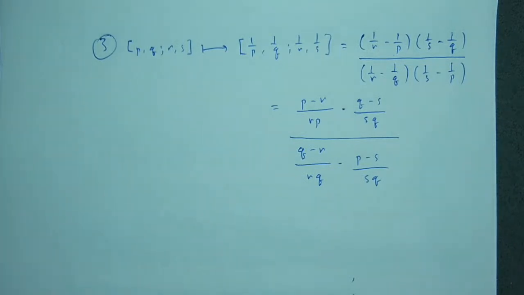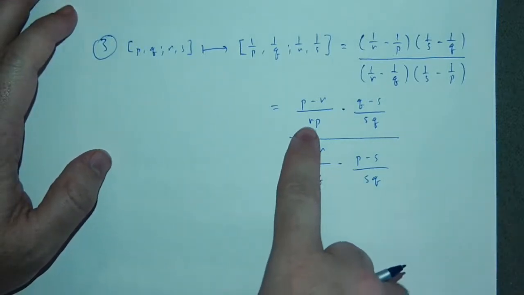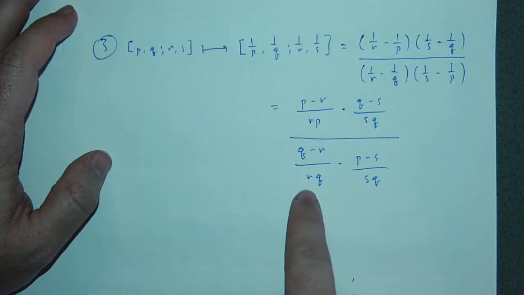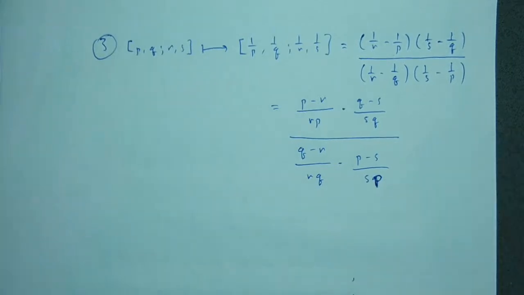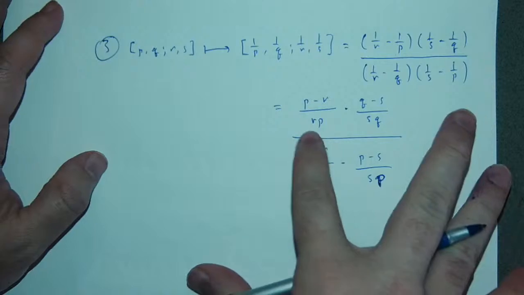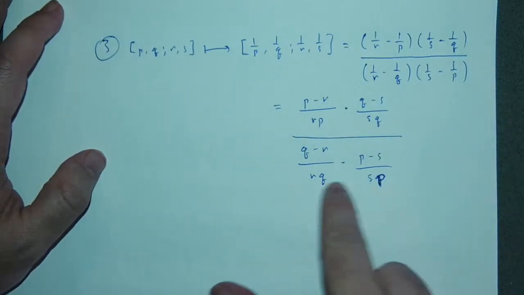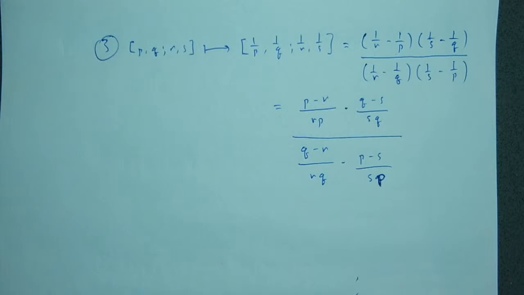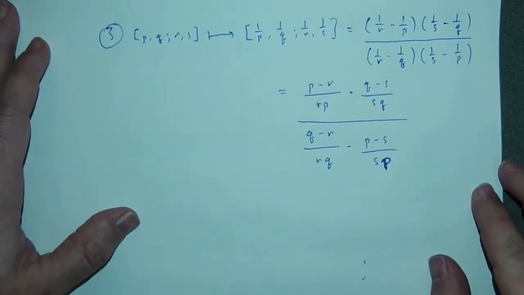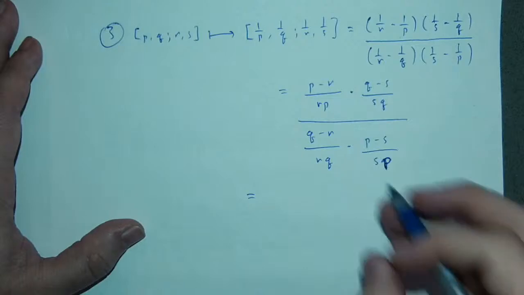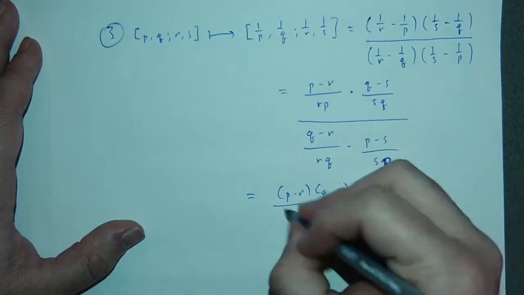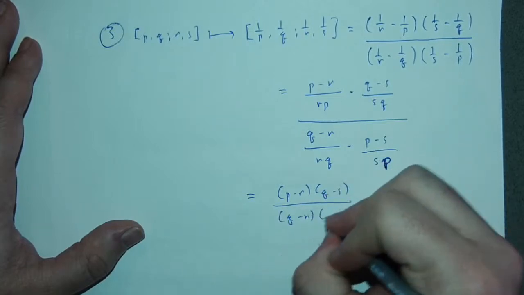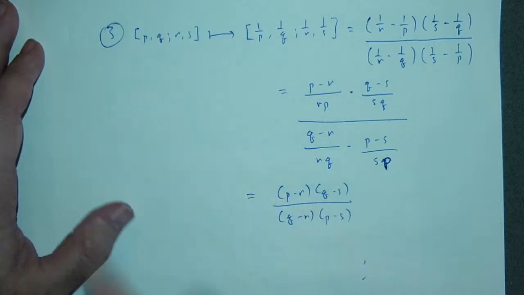But then what do I get here? In the denominators here I have RPSQ, and here I have, this should be SP, sorry, not SQ. Okay, so in the top I have RPSQ, and here I have RPSQ, right? So I have the same things there. These cancel. So what I'm left with is the cross ratio, P minus R, Q minus S, divided by Q minus R, P minus S. That's equal to the cross ratio.